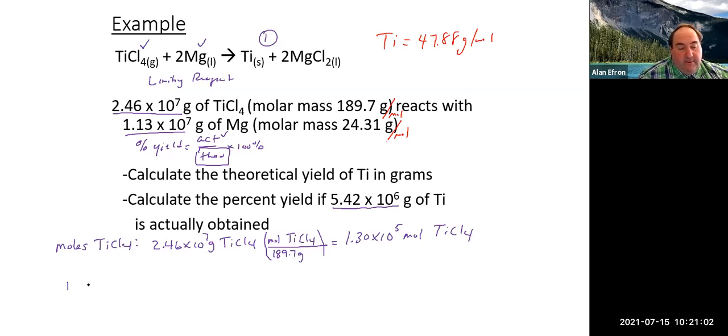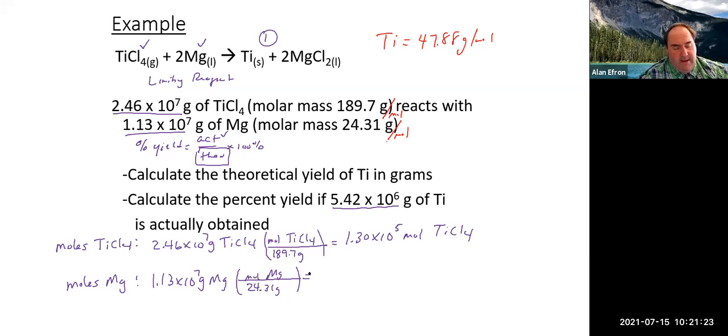Again, we're going to do the same thing with our magnesium. So we're just going to get our moles of magnesium, which would be 1.13 times 10 to the 7 grams. Again, they gave us the molar mass of magnesium, but if they didn't, you would go to your periodic table to get that. And again, using our exponent button would get us, it looks like, 4.65.